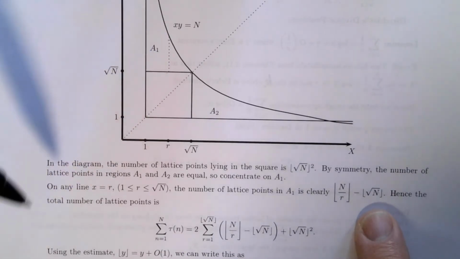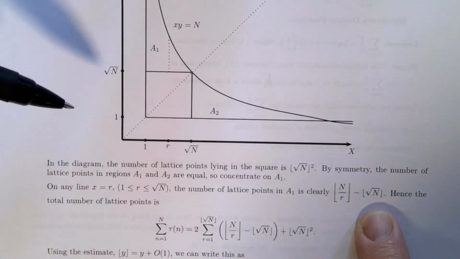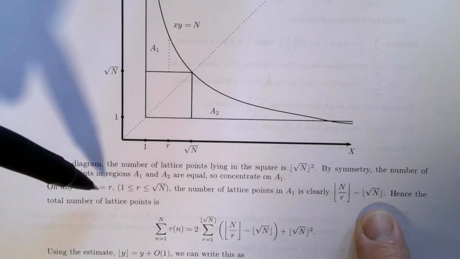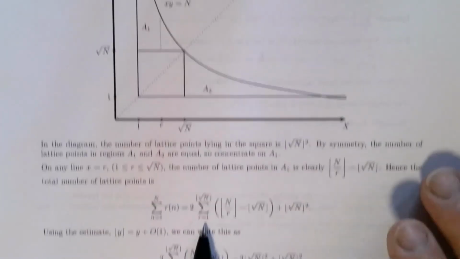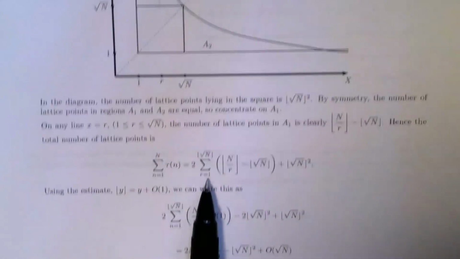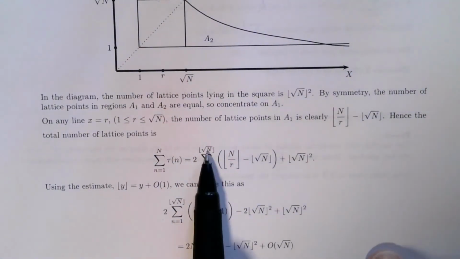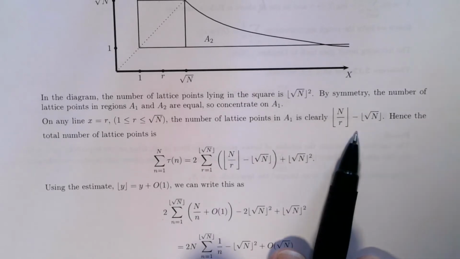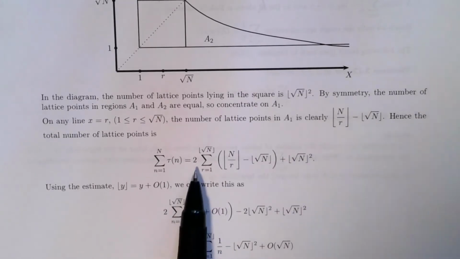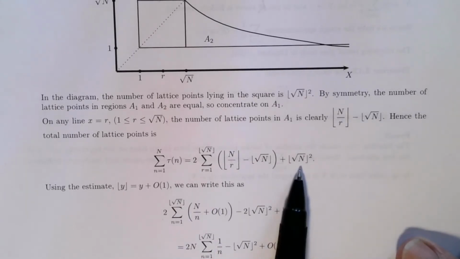So that's what we have on any particular line, so the total number is just going to be the sum where r goes from 1 up to the floor of root n of this expression here, and then we double it because the number of lattice points in A2 is the same, plus the number of lattice points in the square in the middle. So that gets us that formula.